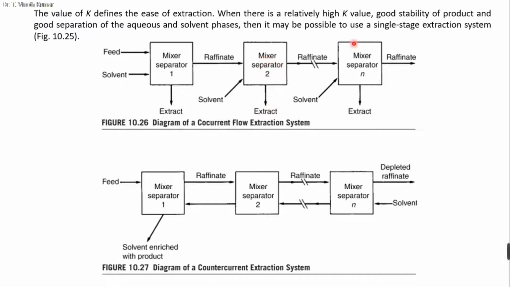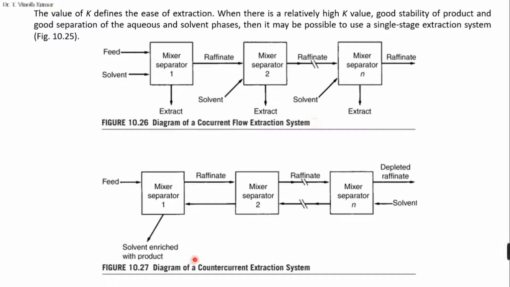Again, this raffinate means the remaining product, the byproduct after getting the extract, so this has to be further extracted. This raffinate goes on to further steps n number of times, and all the extracts will be collected. This is called the co-current flow extraction system.